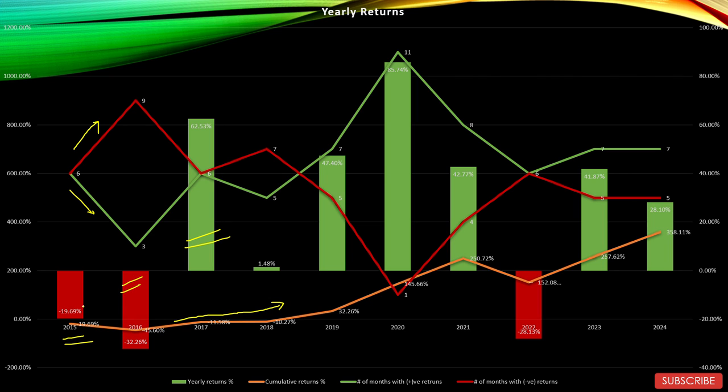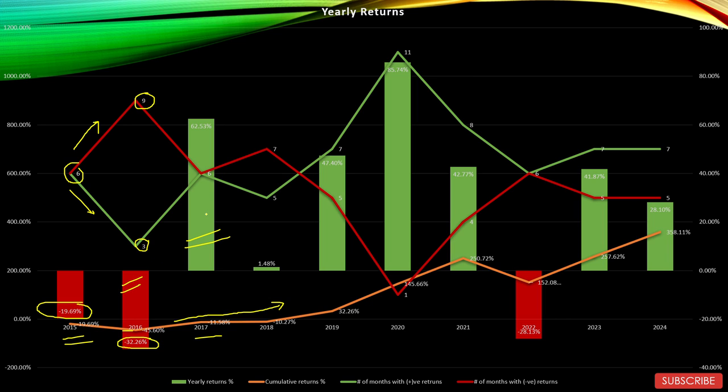2015 was a very bad year for this sector with minus 19.69% returns. Six months gave positive returns, whereas 6 months gave negative returns in 2015. In 2016, the situation actually degraded, and the sector managed to give returns of negative 32.26%, with 9 months giving negative returns and only 3 months giving positive returns.